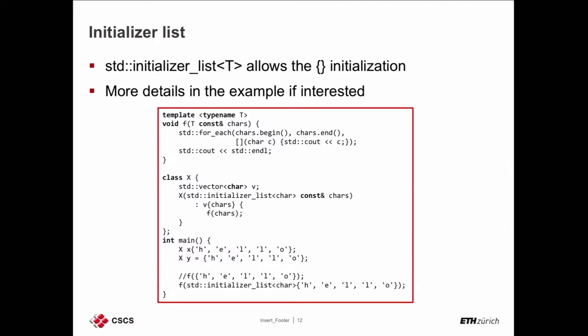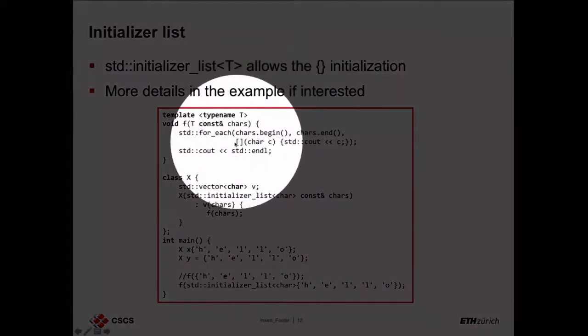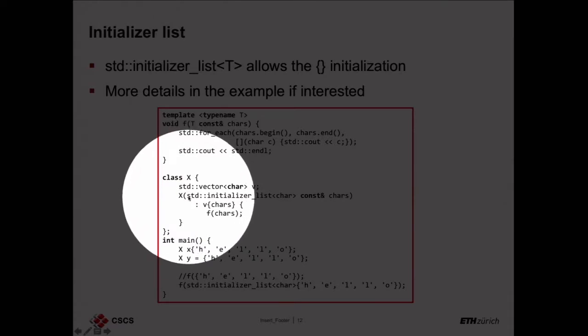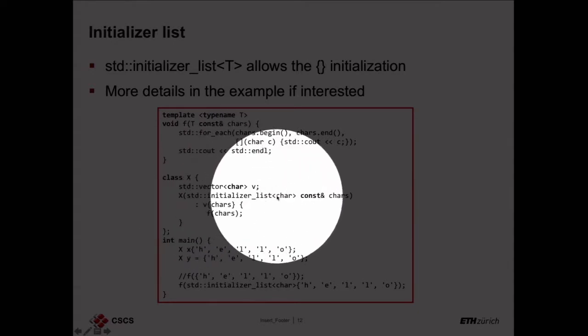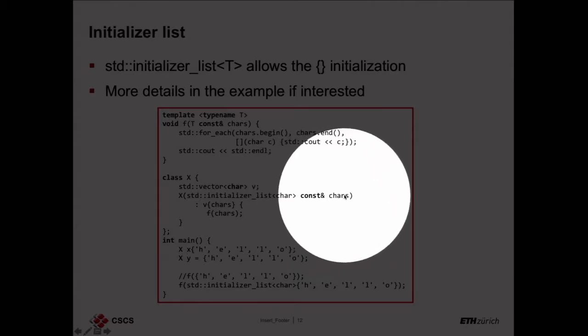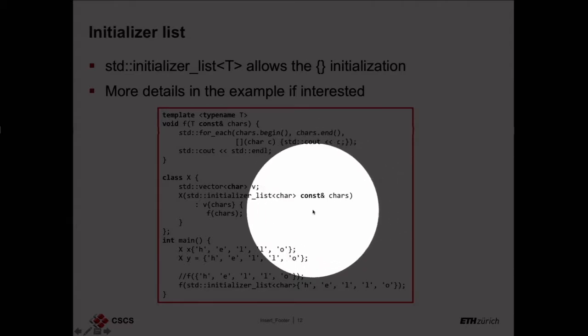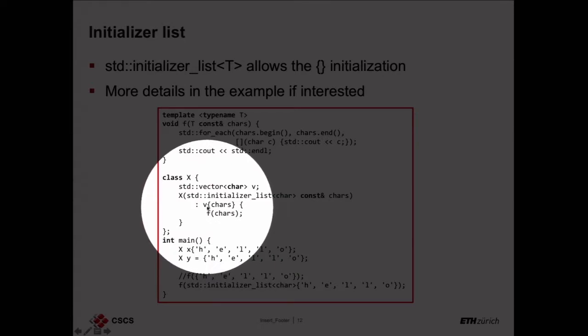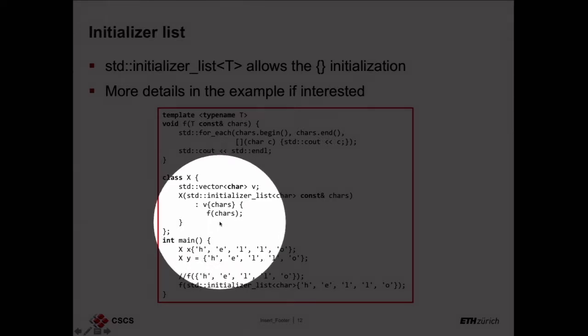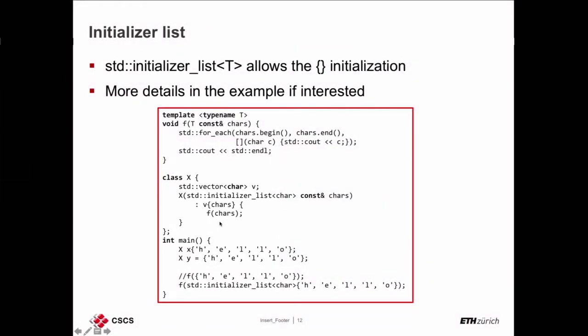initialize your values. For instance, I have a class X, which contains a vector of char, and I have an initializer list constructor. So I have a constructor of X that takes an initializer list of chars, and I pass it as a regular function parameter, and then I can initialize V, my array, with these chars. So the vector has an initializer list constructor, which means that I will initialize my vector with those values.